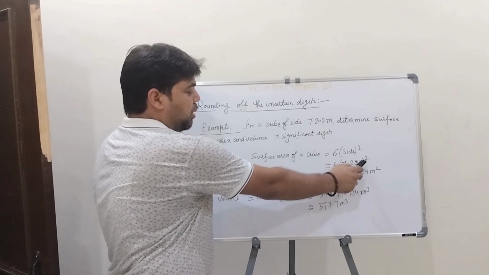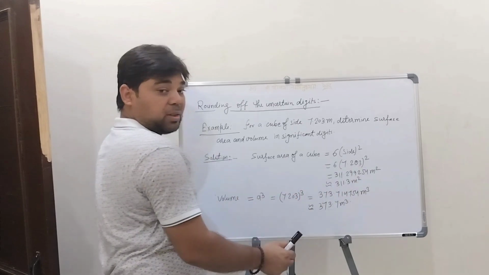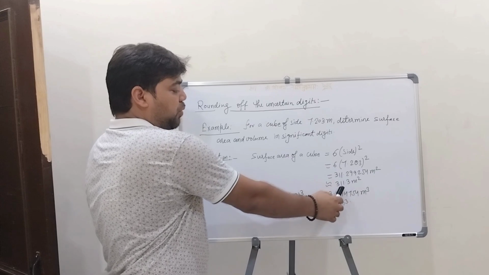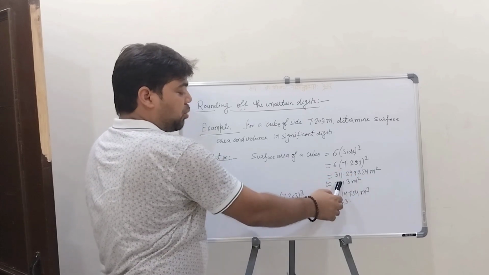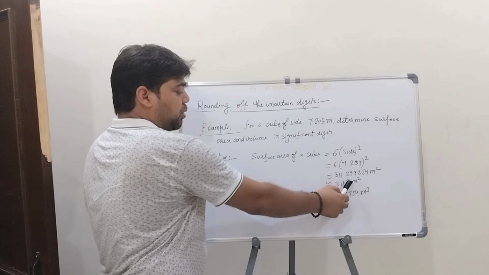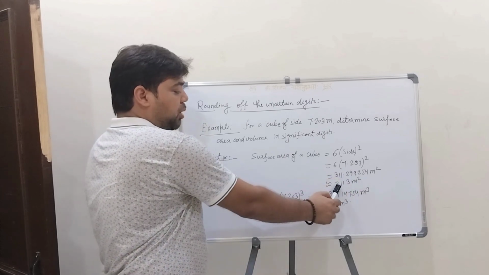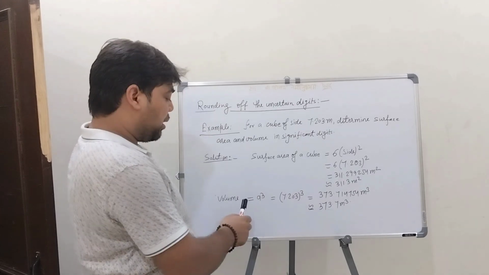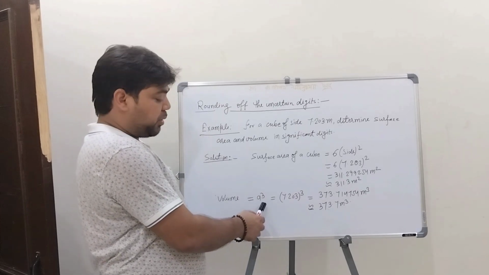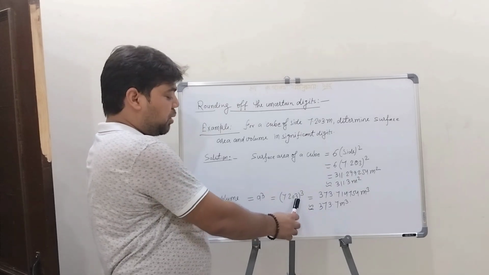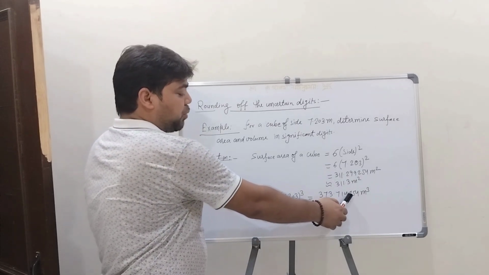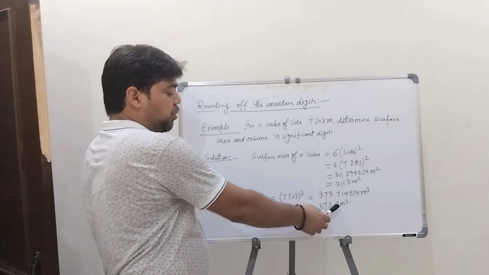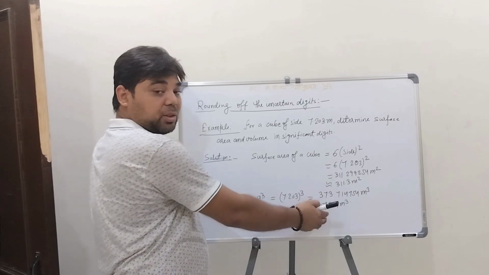Now, when you round off the digits, you have to keep the same number of significant digits as there are in the side. So the total number of significant digits must be 4. Following that rule, you have to keep it up to the first order, so it will be 311.3 meters square. Similarly, the volume is equal to side cube, where side is A here, which gives you 373.71474 meter cube, which can be equivalently written as 373.7 meter cube after rounding off the digits.